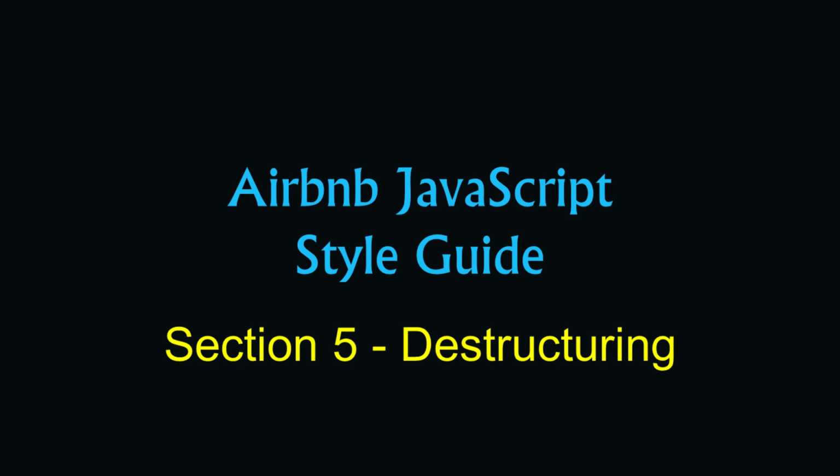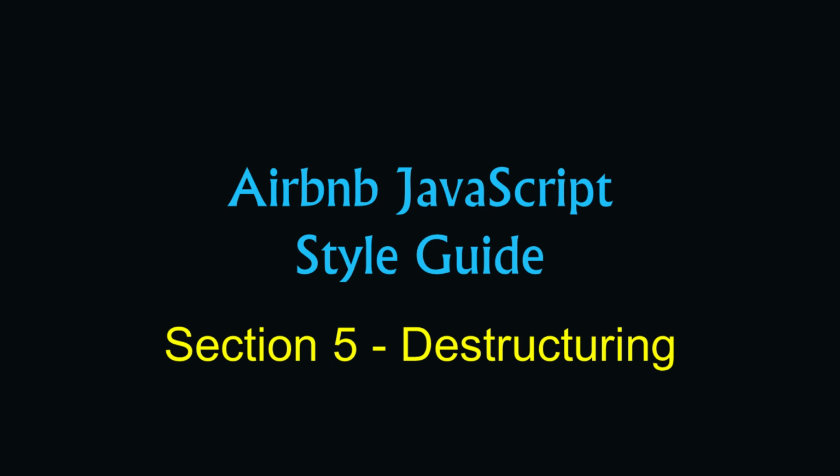Hi, the fifth section of the Airbnb Style guide focuses on destructuring. Destructuring is a convenient way of extracting multiple values from data stored in objects and arrays. It can significantly reduce the amount of repetitive code and simplify data access and manipulation. Let's start with object destructuring.